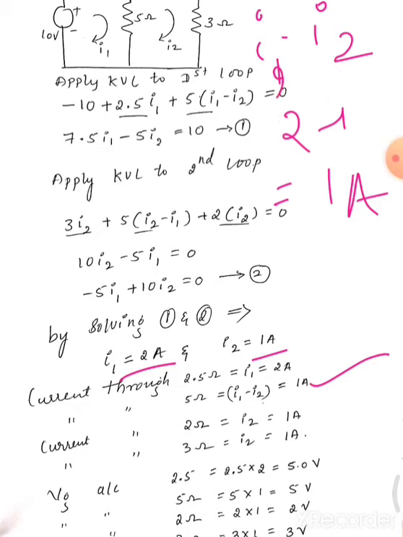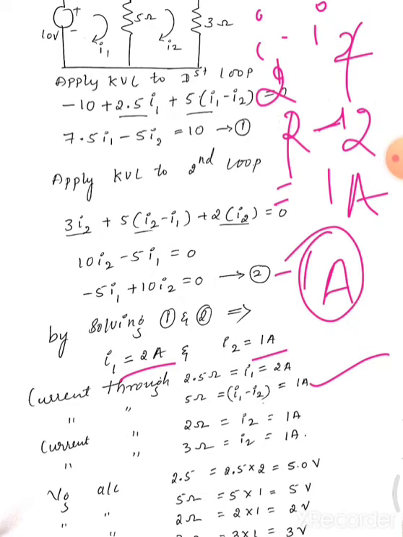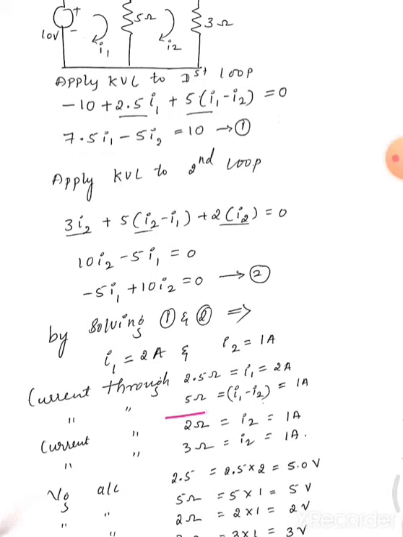Suppose you have taken I2 minus I1, then what happens? 1 minus 2, so it is minus 1 ampere. The magnitude remains the same, only the negative sign comes. The meaning of this is that the direction you have assumed was actually opposite to the actual direction. So that is the meaning of a negative sign. You can take any one among these. What I prefer is to take the greater current and subtract the smaller one from it. This is the current flowing through the 5 ohm resistance.